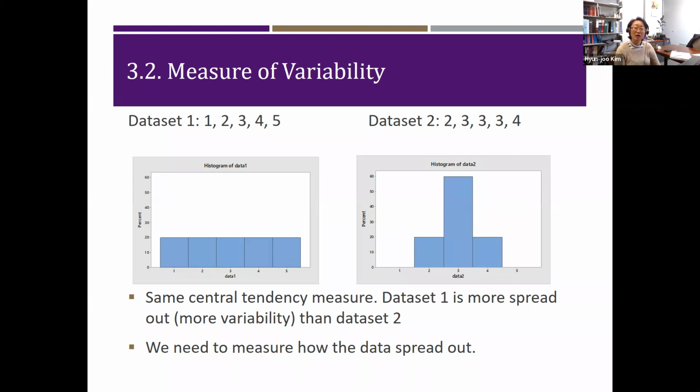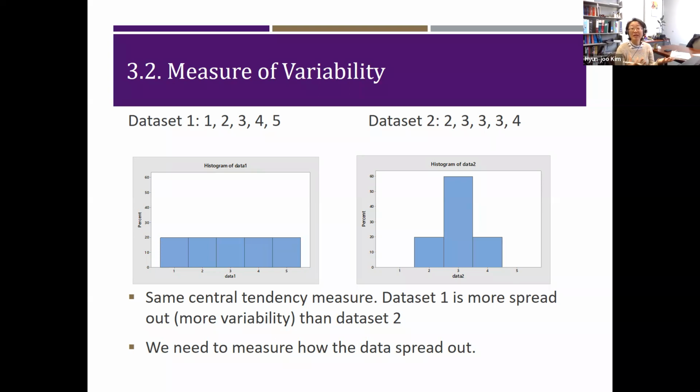One of the easiest ways to describe the difference between these two data sets is, even though their center is the same, it'd be fair to say that data set 1 is more spread out all over the place, and data set 2 is a little bit more centered. There are more values in the center and other values are actually close to the center. That's what we call the variability or dispersion.